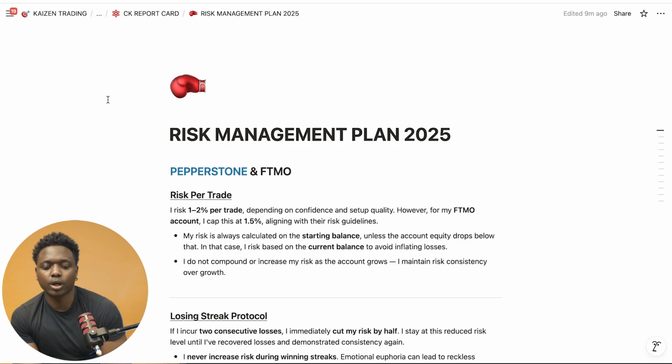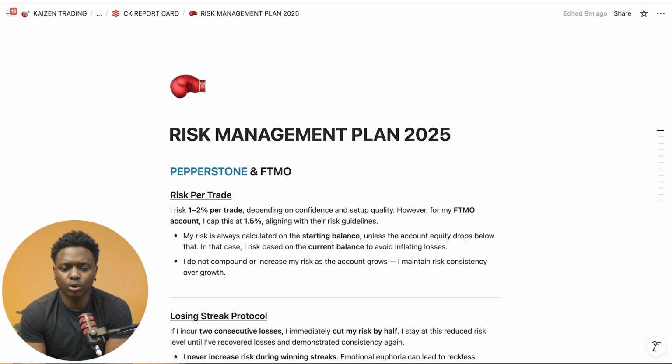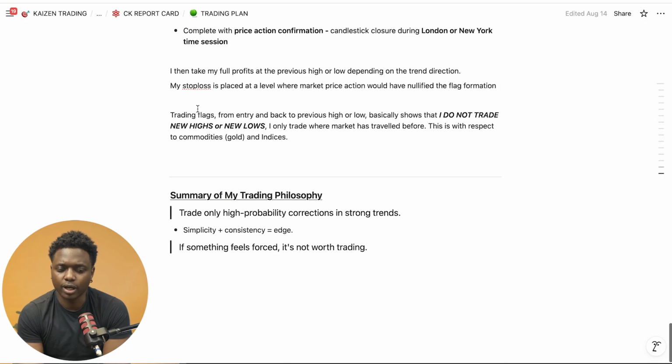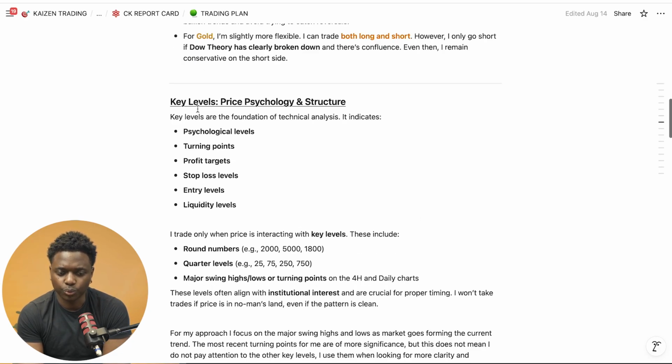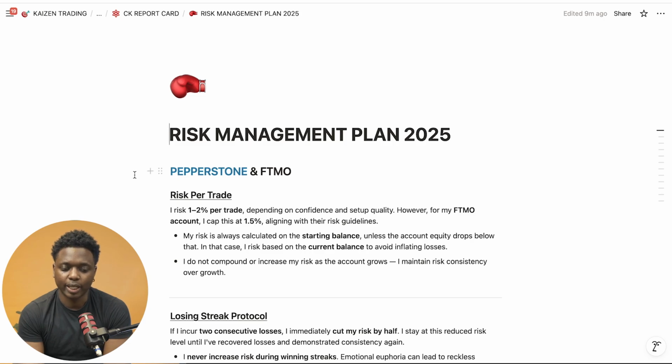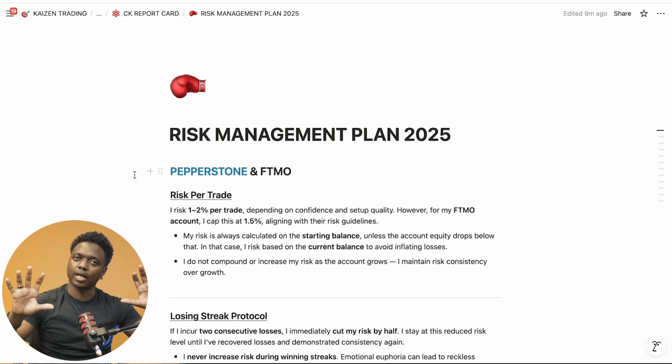So the first thing you have to look at when you're looking at risk management, and we'll also talk about my trading plan, we'll talk about this in a different video. If you scroll down, you can see how long my trading plan is. Okay. So we'll talk about this in a different video and how I use my trading plan. But I have a trading plan aside, then I have a risk management plan aside.